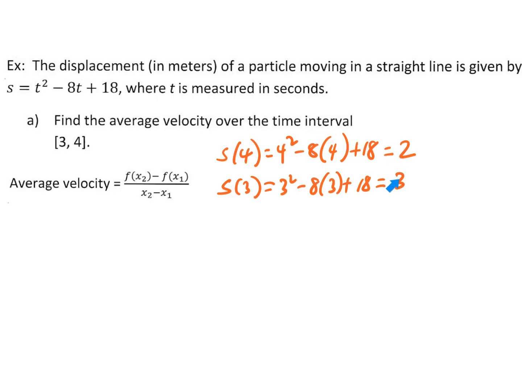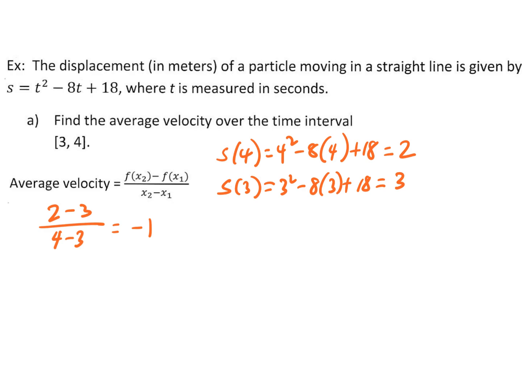So I'm going to go 2 minus 3 on top, 4 minus 3 on the bottom. There's my slope, and this is negative 1 over 1. So my average velocity from time 3 to time 4 is negative 1. Now, what does that mean? What's happening to the velocity? I'll let you think about that.